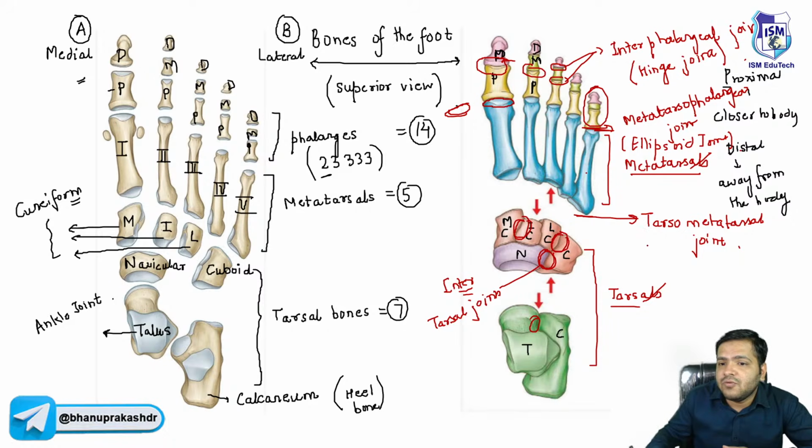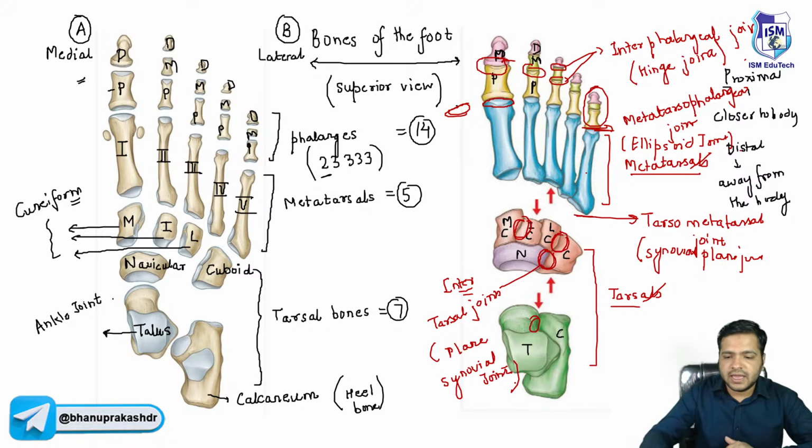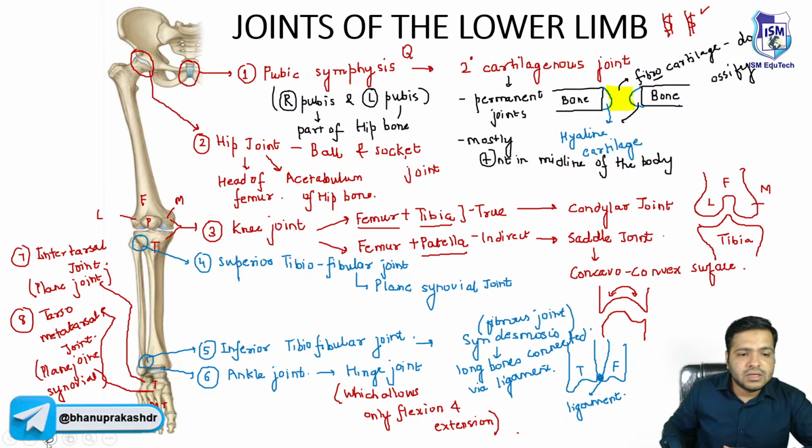Tarso-metatarsal, it is a synovial plane joint. And intertarsal joints, these are also plane synovial joints. So again, just summarizing all the joints. The first one that you have to remember, pubic symphysis, hip joint, knee joint. The true knee joint is between the femur and tibia. The other one is femur and patella. That is an indirect joint and it's a type of saddle joint.